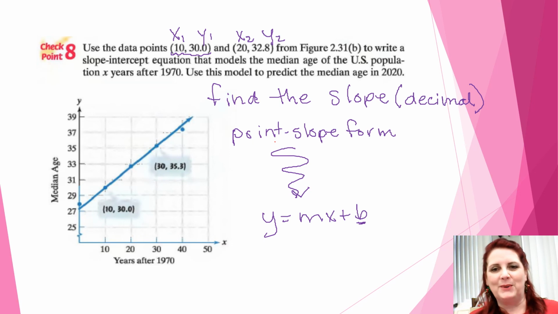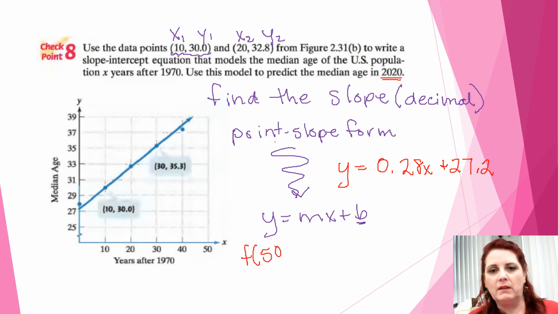All right, so the equation is y is equal to 0.28x plus 27.2. Oh, and then you wanted to know what it is in 2020. So that is going to be 50 years after 1970. So x is going to be, I want you to find f of 50. Remember, y is also f of x. So now just plug 50 in here and come up with an answer. Go ahead and do that.